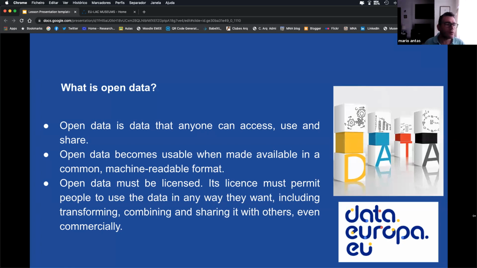The majority of people have heard talk about open data. But what is really open data? Open data is data that anyone can access, use, or share. And of course, open data must be usable, and open data must be licensed. And that question is the most important. When you're talking about open data, we have to understand that open data must be licensed, and that's why we talk about this license, in this case, the Creative Commons license. It's very important for people to understand that they can use the data and under which terms.